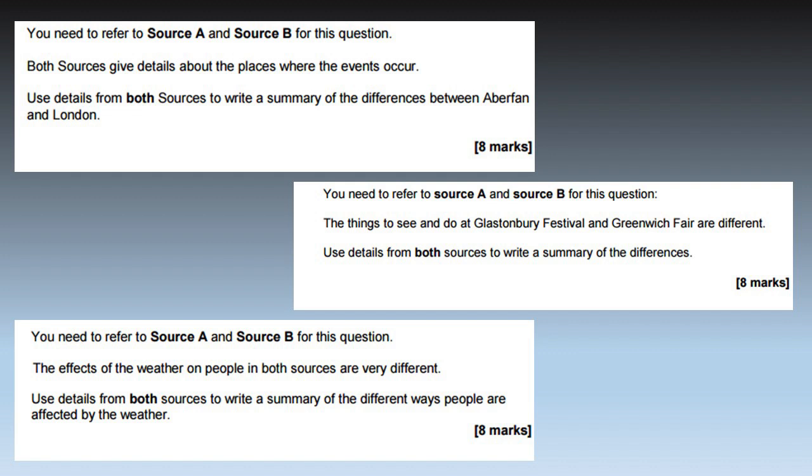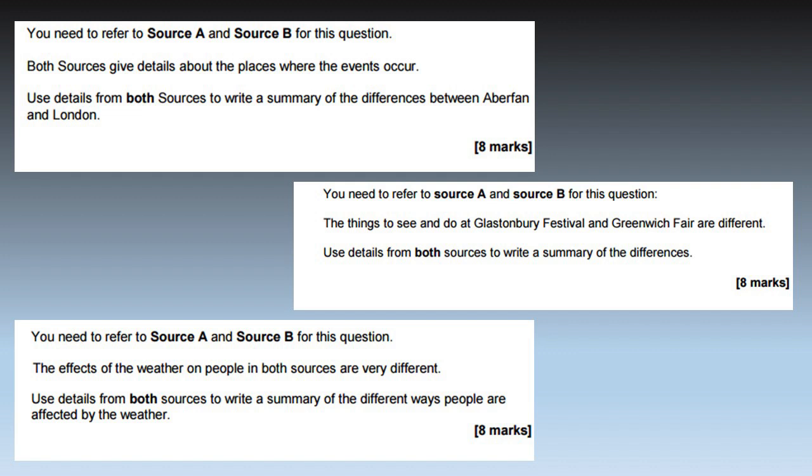Both sources give details about the places where the events occur. So this was a year where people were reading about 2 different places. Use details from both sources to write the summary of the difference between Aberfan, which is a small place in Wales, a small village, and London, which is obviously a city.